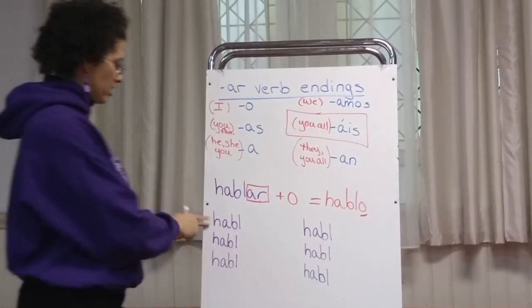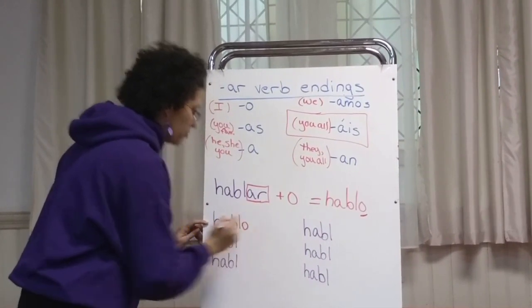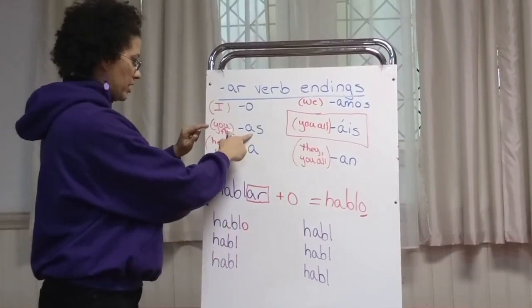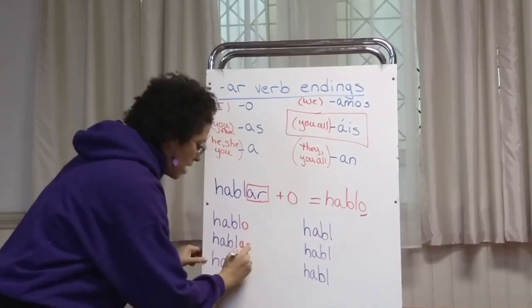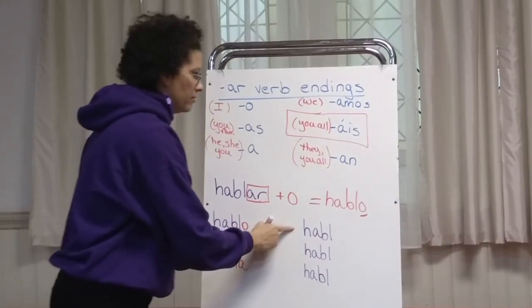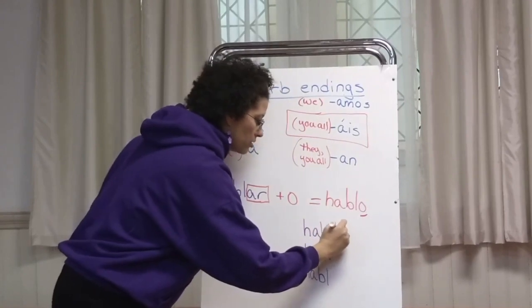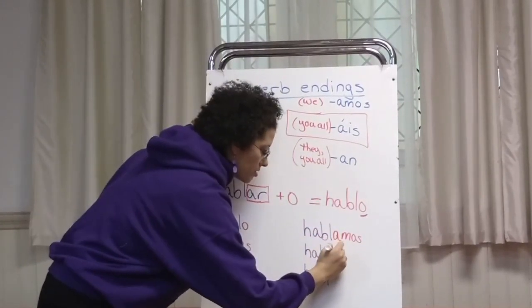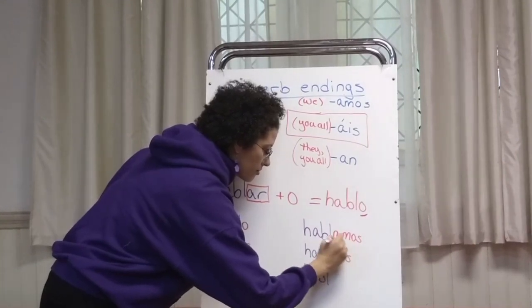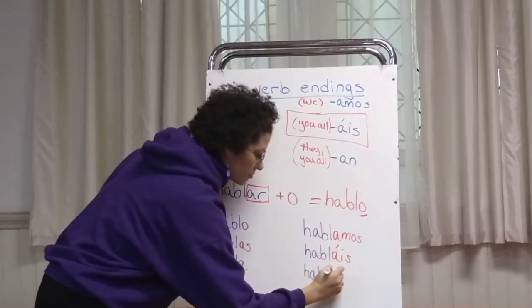So let's go through. Here we have hablo. We put on the O. We're going to put on the AS now. Hablas, habla, hablamos, habláis, and hablan.